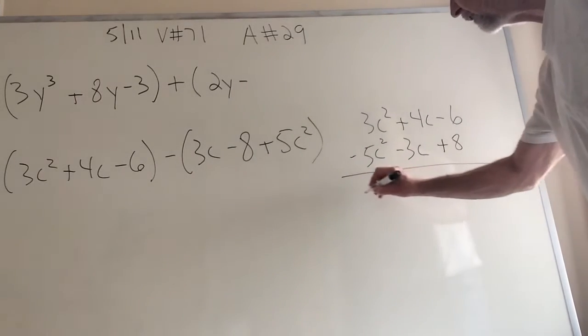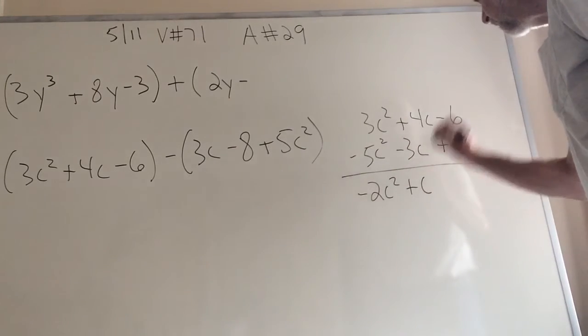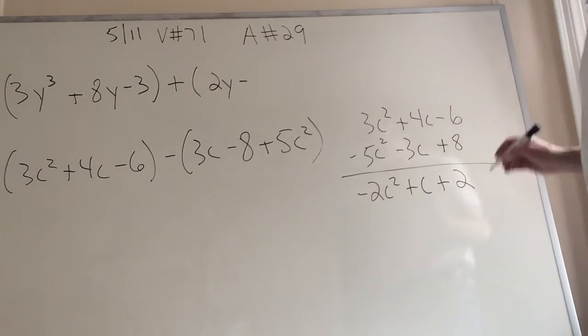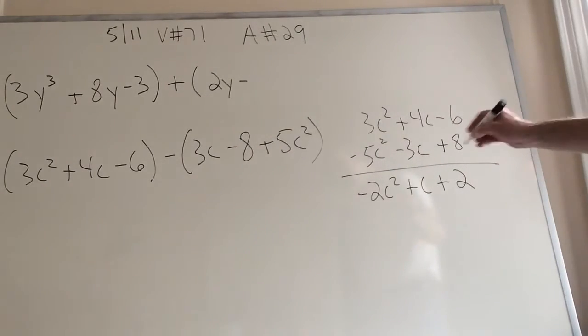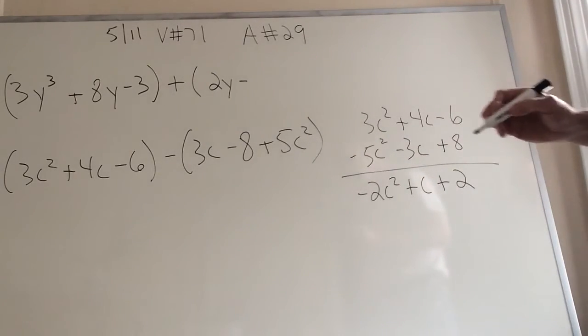So when I put everything together, I get 2c squared plus c. I left out the 1. We're getting used to that. Plus 2. And this is a quadratic trinomial. You should be able to see that. And these become very important down the road.